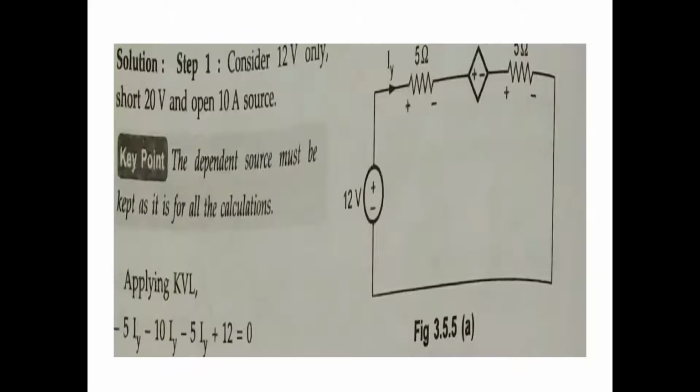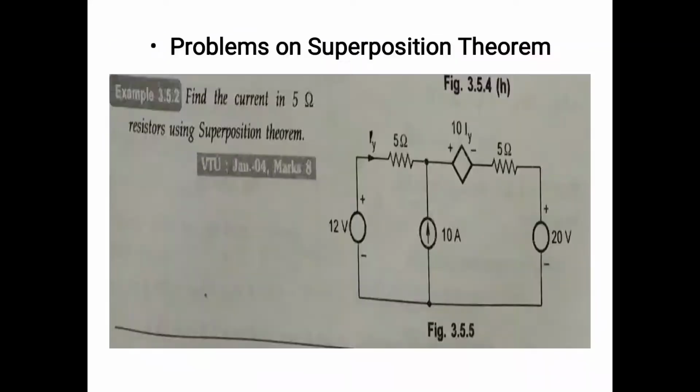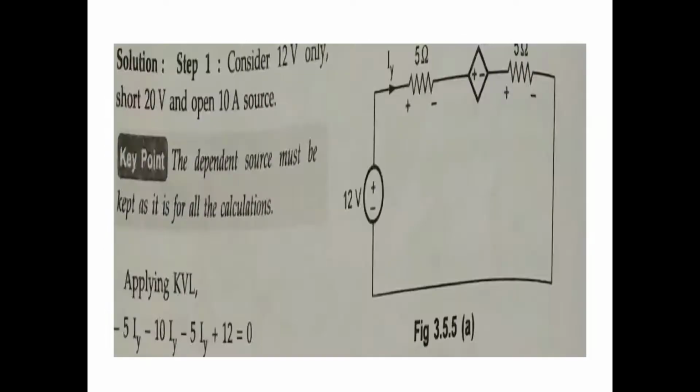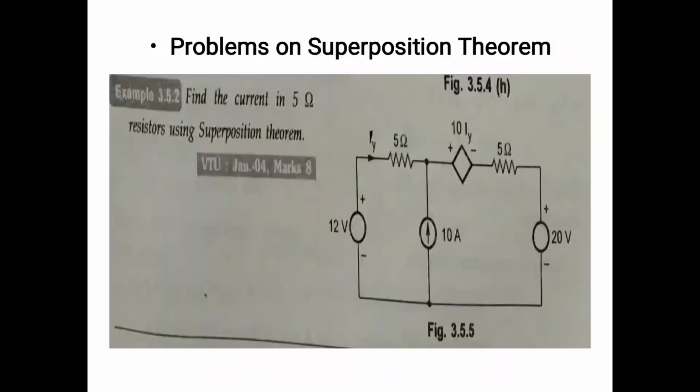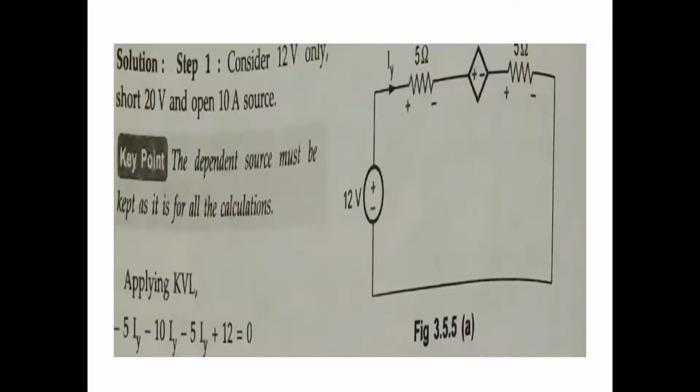Okay. Step number 1. Consider the 12 volts supply only. Short the 20 volts and open the 10 amps source. These two are removed, only the 12 volts is acting. It means the dependent source must be kept as it is for all the calculations.